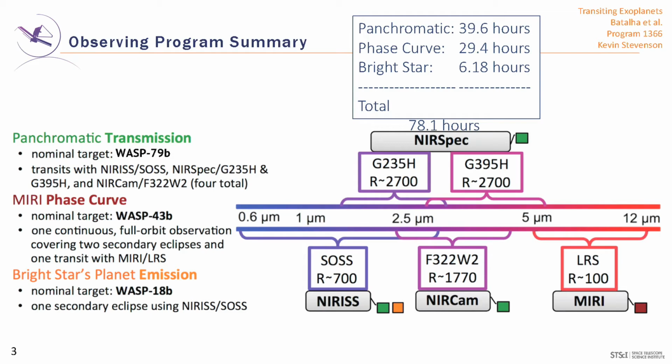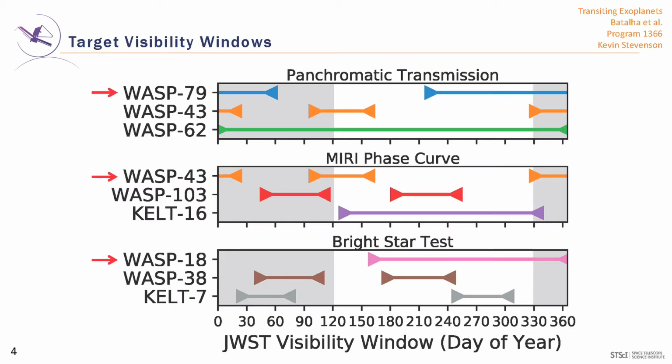The third program is a bright star planet observation. Nominally, we've selected WASP-18b, another hot Jupiter. This one is really instrumental in terms of assessing the noise floor of these instruments, in particular the near-IR instruments. It'll allow us to really obtain the information that we need to do repeated observations of these planets and really push towards those small exoplanet observations. All three of our targets are visible during the 5-month nominal observation period for the ERS program.